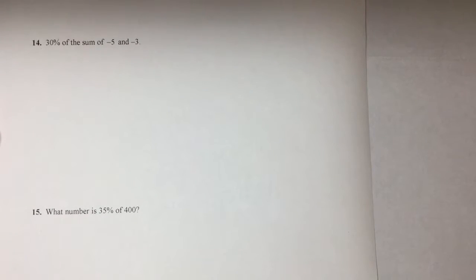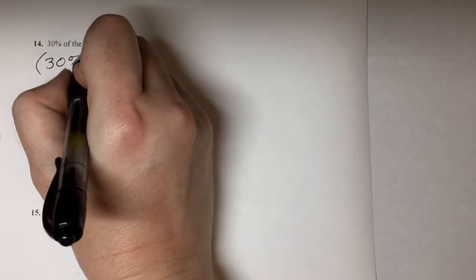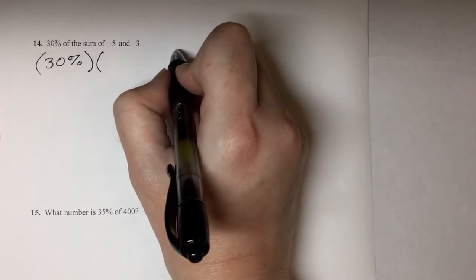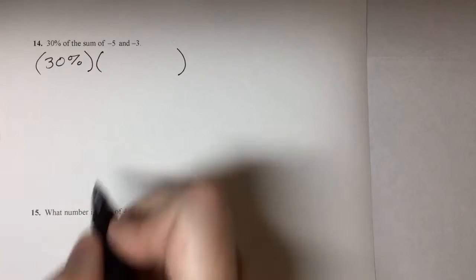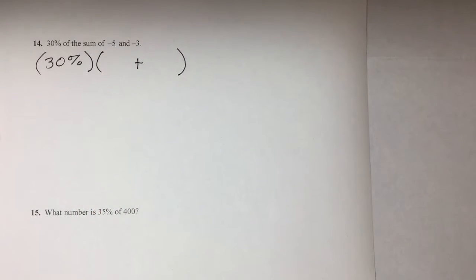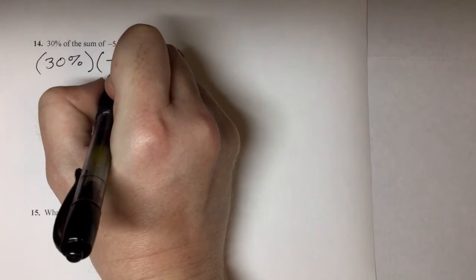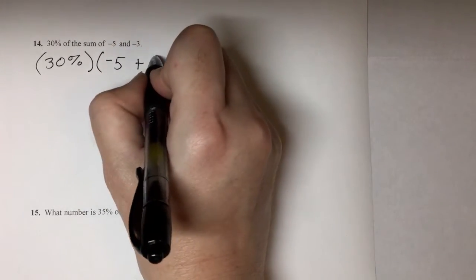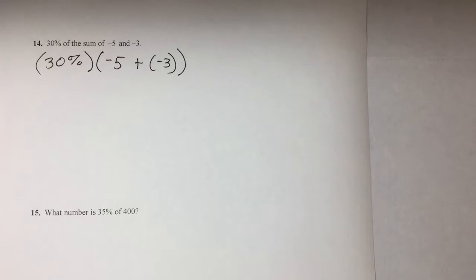Well, here we're getting a little bit more interesting where we actually have closer to actual word problems. 30%. For right now, I'm just going to keep that as my percent sign. 30% of multiplication. 30% of the sum, addition. Two things I'm adding, sum of -5 and -3. This is the direct translation.